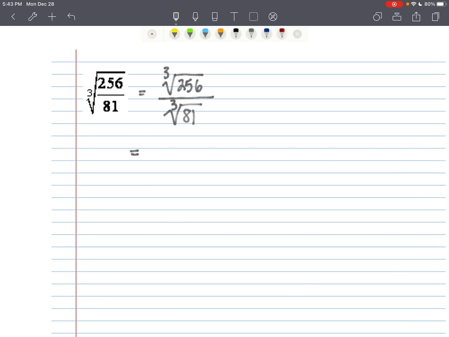Now when you know your exponents, you know the cubed root of 256 is 4 times 4 times 4 times 4. It's 4 to the 4th power. And the cubed root of 81 is 3 to the 4th power.